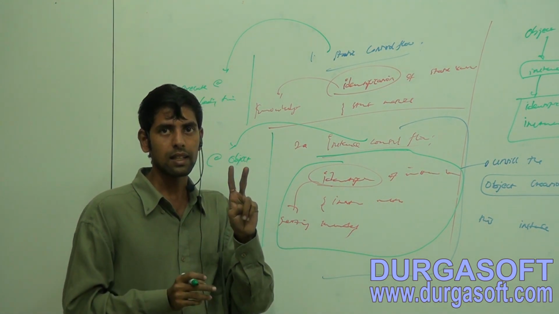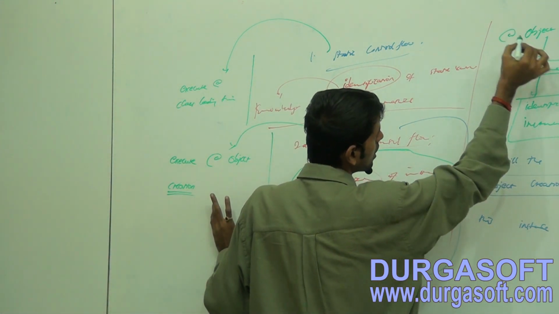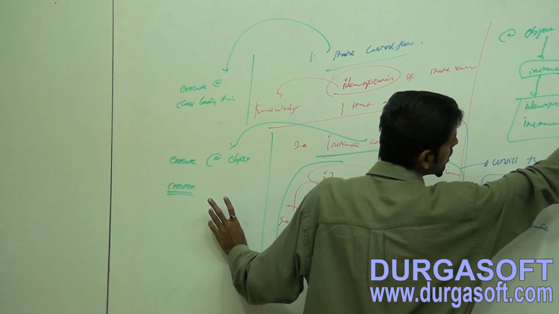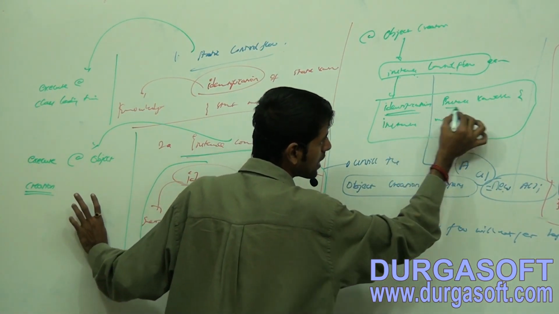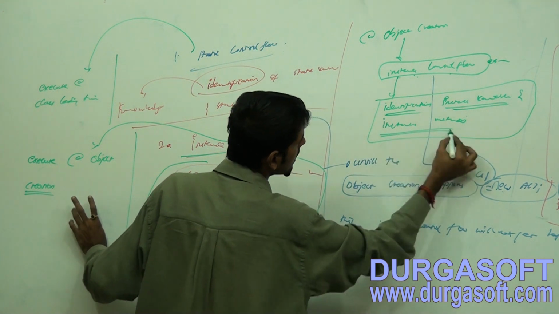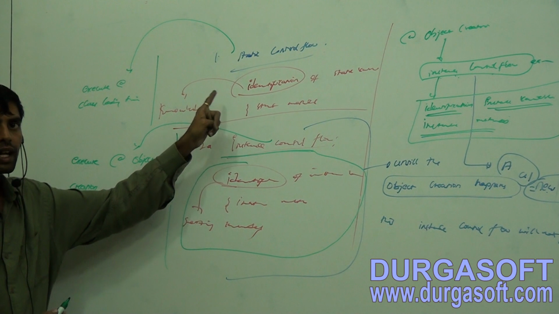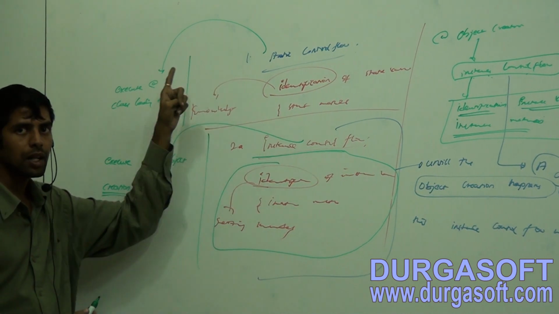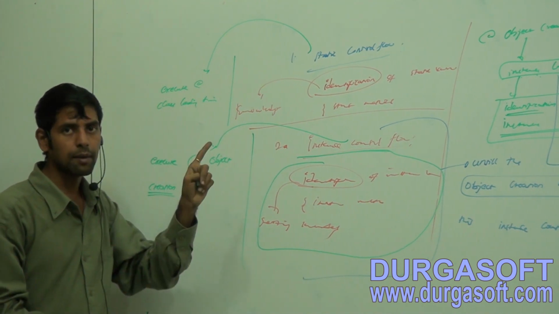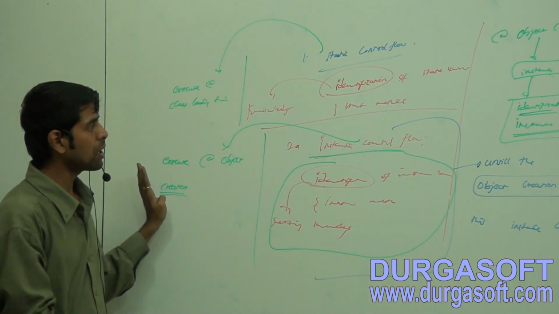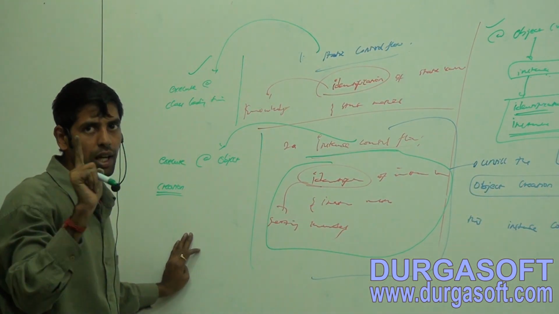These 3 points: at object creation only, instance control flow executes. And at the time of instance control flow only, identification of instance variables and instance methods happens. First, which one will get executed? Static control flow. When will it get executed? At the time of class loading. We have seen this one; this one and this one you have to put in your mind.